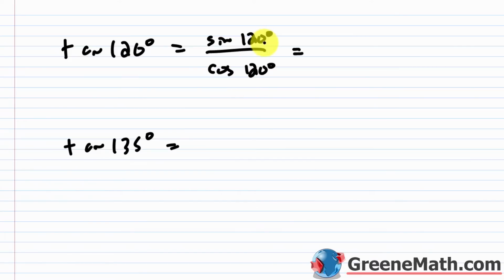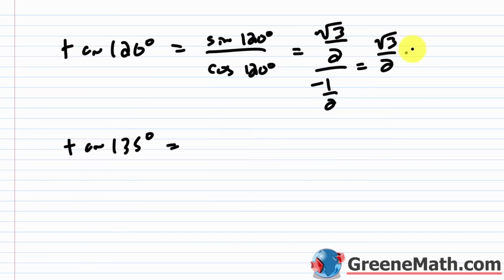The sine of 120 degrees, again, I'm in quadrant 2, so sine is positive, and you have a 60-degree reference angle. So this is the square root of 3 over 2. And then for the cosine of 120 degrees, you're negative in quadrant 2, 60-degree reference angle. Your cosine of 60 degrees is 1/2, so this would be negative 1/2. So here I would just say this is square root of 3 over 2 times the reciprocal of this, so negative 2 over 1. So this would cancel, and so you'd have the negative of the square root of 3.